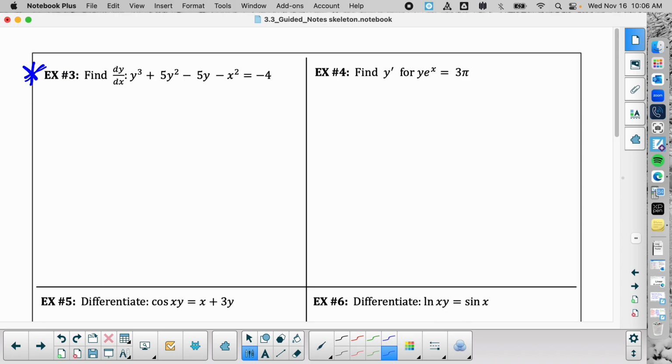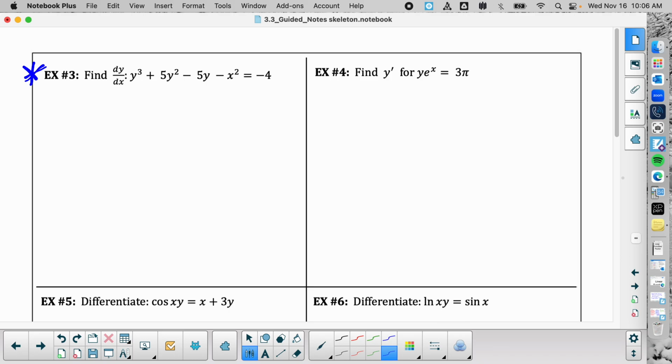So it'd be negative 2x? Yep. Then you have to times it by x prime. So yes, but it's 1. Okay.